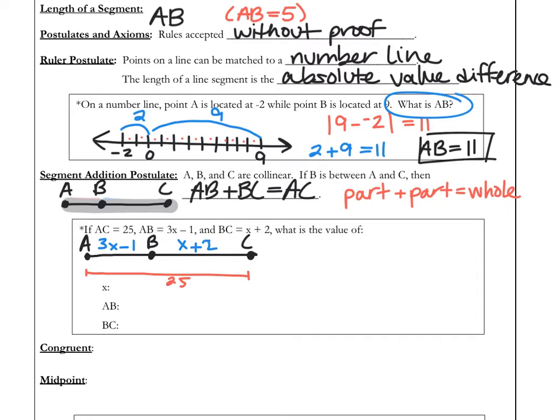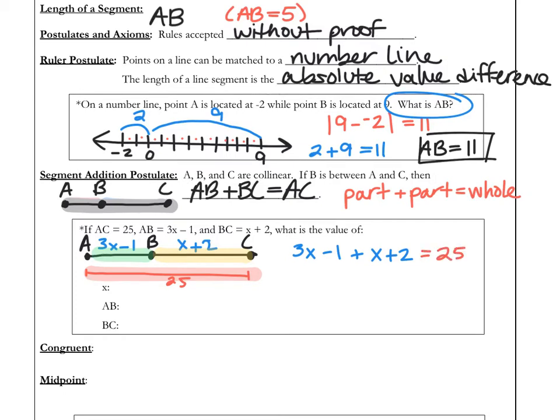All right, what is the value of x? So we know that part plus part equals the whole. This little part, AB, we'll write that down, 3x minus 1, plus this little part, BC, x plus 2, equals the whole thing, AC, which is 25. So we'll set that equal to 25.